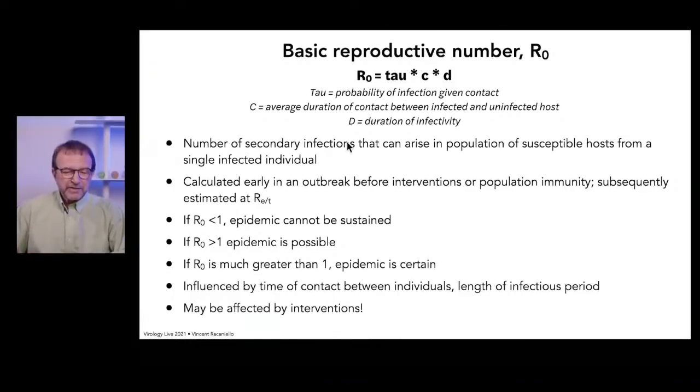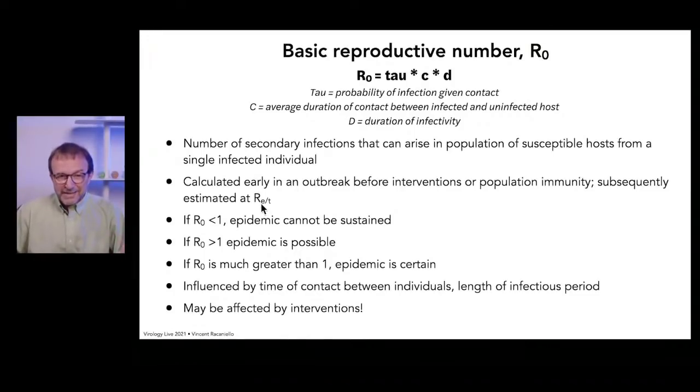Now, what does this number mean? Well, it's the number of secondary infections that can arise in a population of susceptible hosts from a single infected individual. So I'm infected. How many people can I infect? But it's an average. It's an average throughout the population. R naught is typically calculated early in an outbreak before interventions or population immunity kick in. And so if you hear people today talking about the R naught of Delta, they're wrong. You can't do an R naught for Delta. You have to do something else.